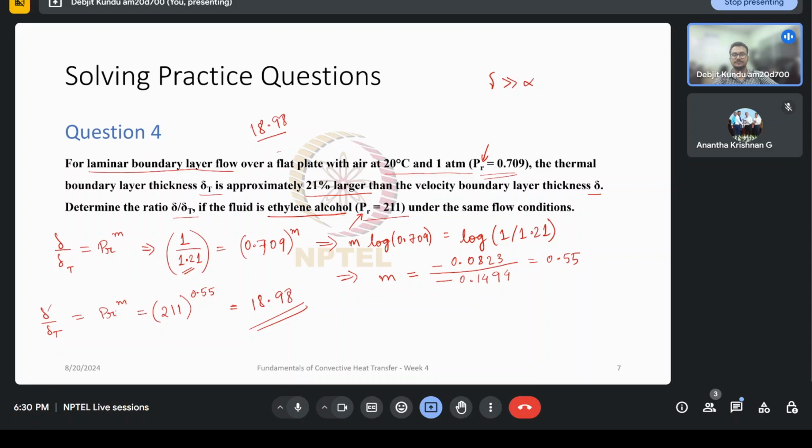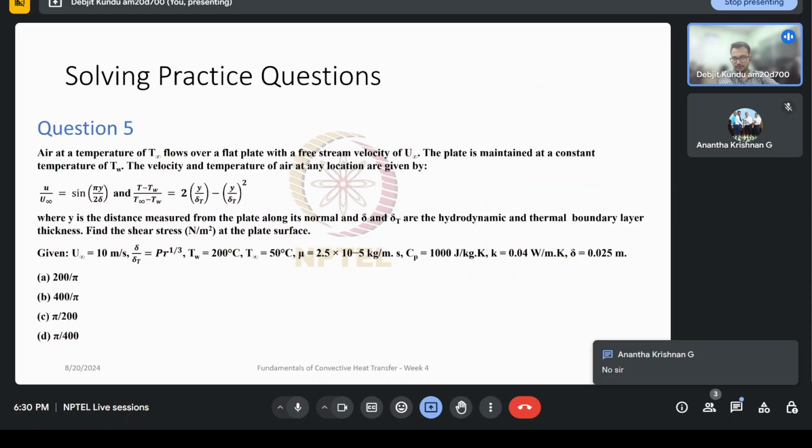Okay. Any questions on this? If not, we'll move along. We'll move on to question number 5 now. Okay, so this is again a numerical type question.